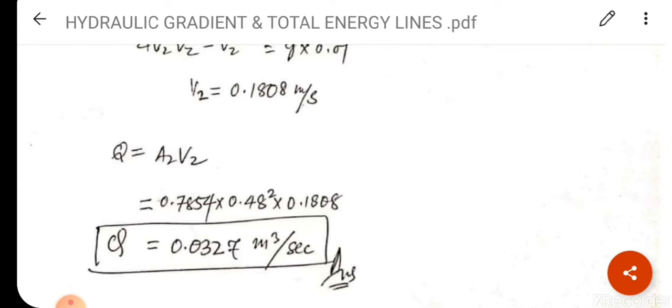In the next lecture I will explain different types of pipe, that is pipe in series, pipe in parallel, equivalent pipe, and power during the pipe flow.